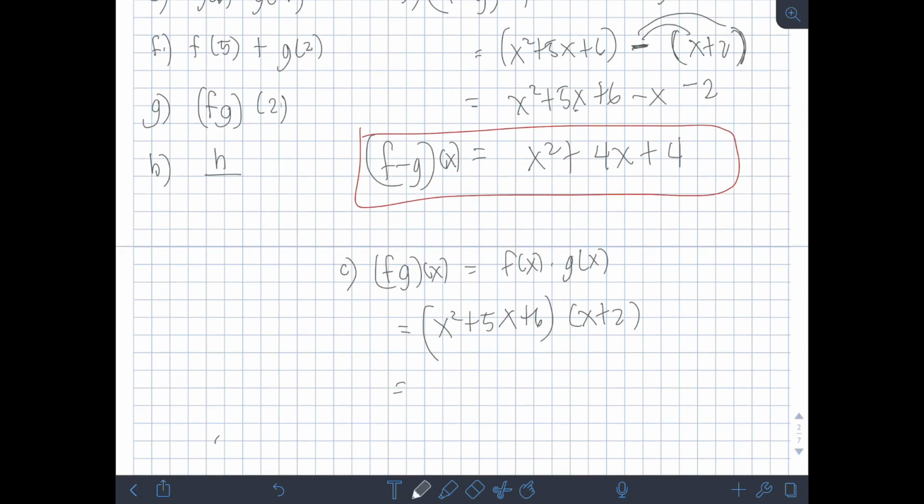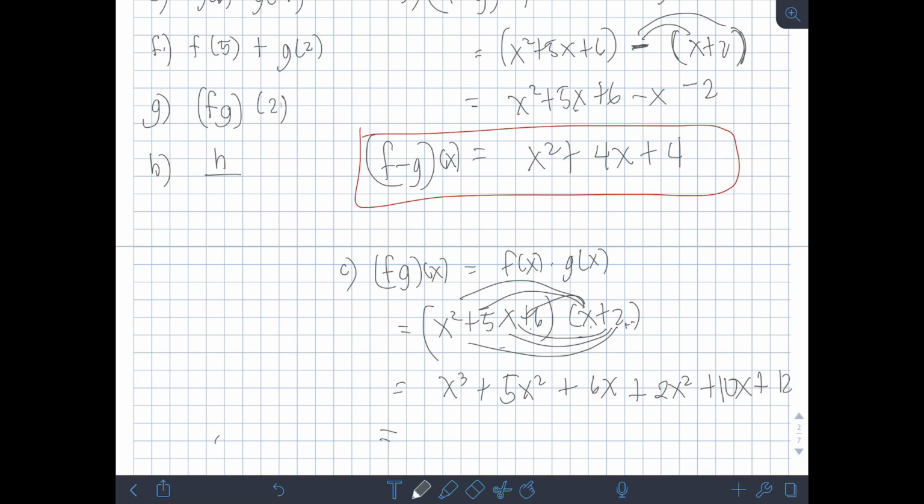So, i-FOIL lang natin. So, sa x muna, we have x times x squared is x cubed plus 5x times x is 5x squared plus x times 6 is 6x plus sa 2 naman, distribute natin, plus 2 times x squared is 2x squared plus 2 times 5x is 10x plus 2 times 6 is 12.